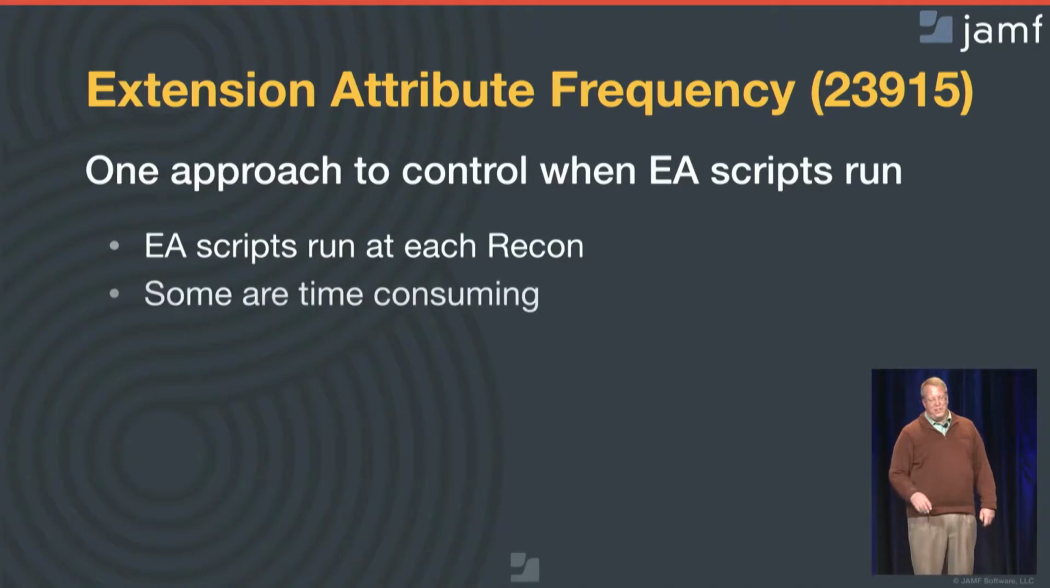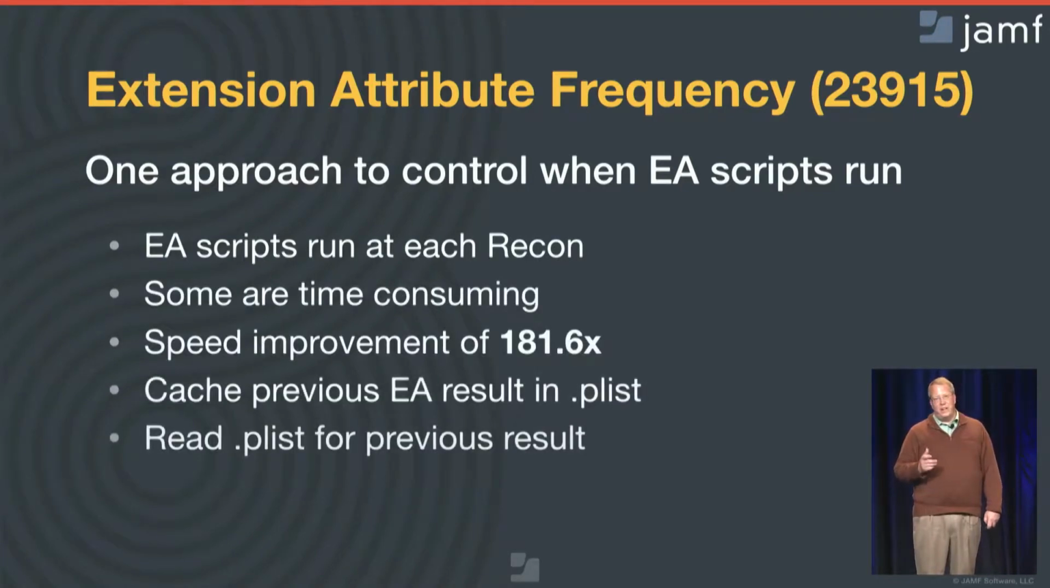So by default, extension attribute scripts run at each and every recon, and some can be time consuming. For example, we have an EA for model name, which curls an Apple website with the computer serial number and returns the marketing model name. How many times do you need to run that extension attribute? Once? Maybe twice a year? Certainly not every time.